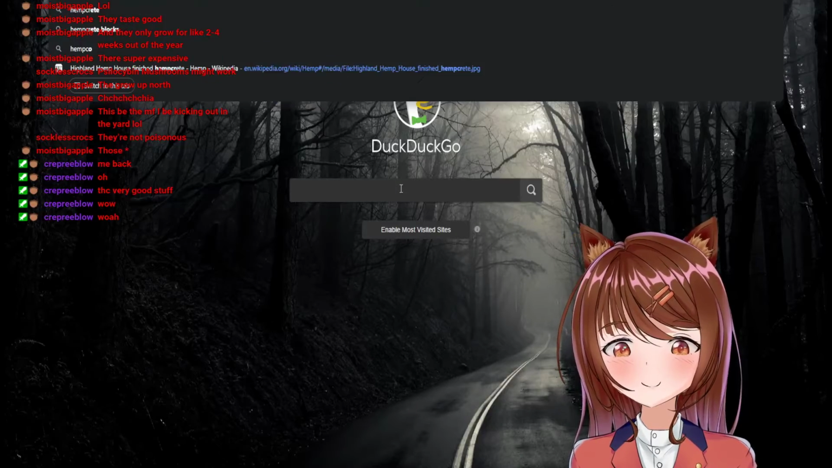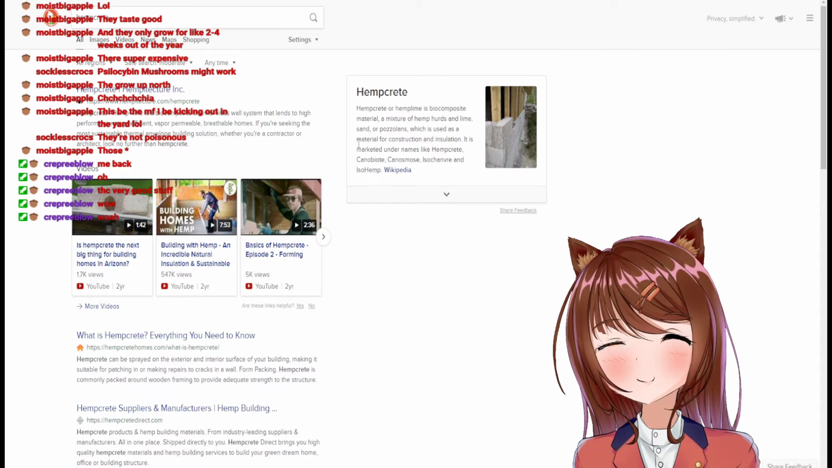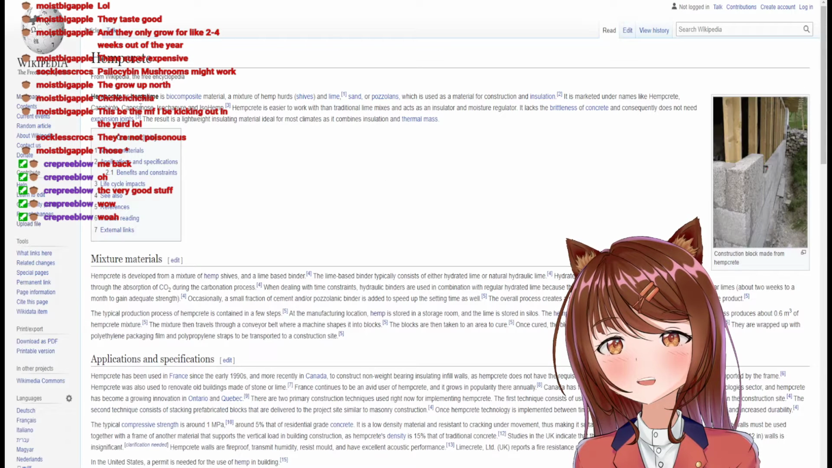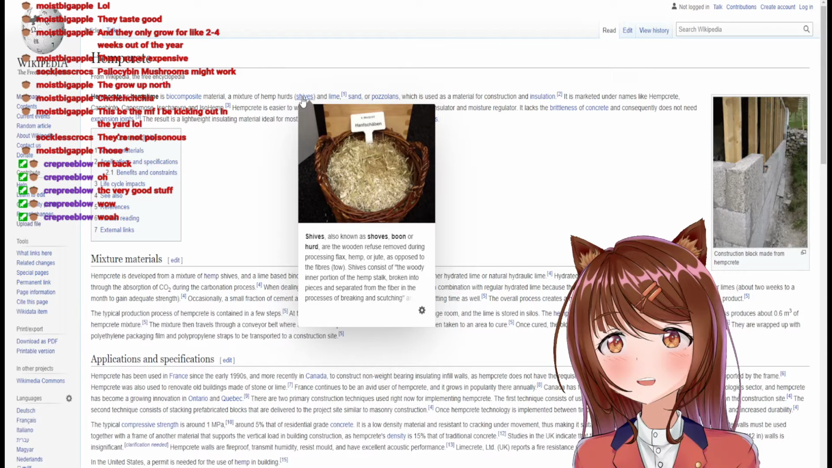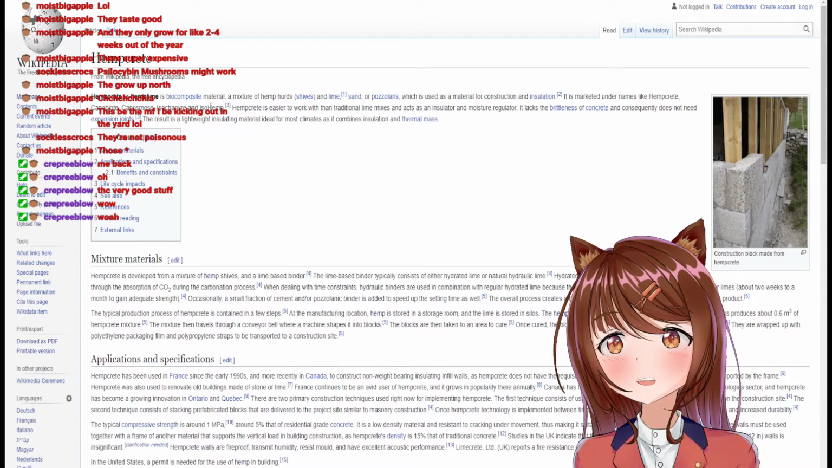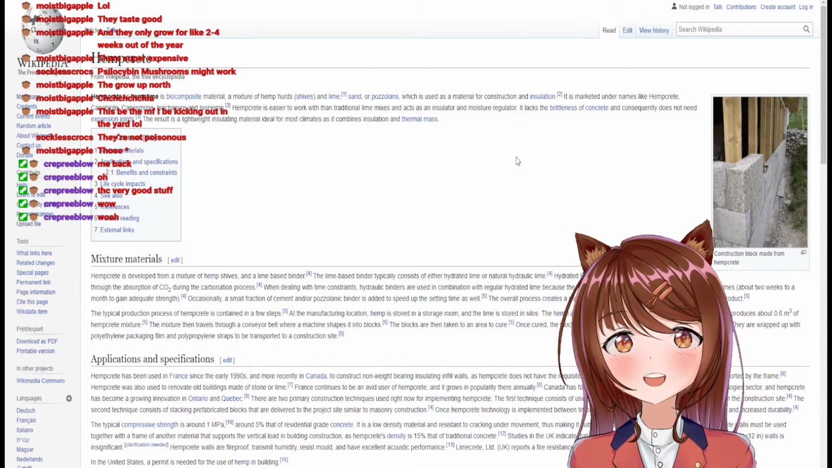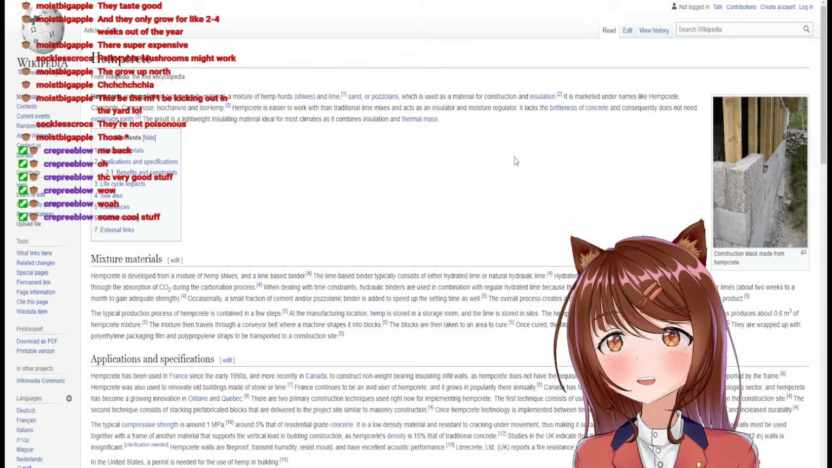What is hempcrete? Hempcrete, or hemp lime, is a biocomposite material, a mixture of hemp herds, or shives, which are the wooden refuse removed during processing of flax, hemp, or jute. Okay. So it's concrete made with the discarded hemp after getting all the hemp fibers. Hempcrete is easier to work with than traditional lime mixes and acts as an insulator and moisture regulator. It lacks the brittleness of concrete and consequently does not need expansion joints.